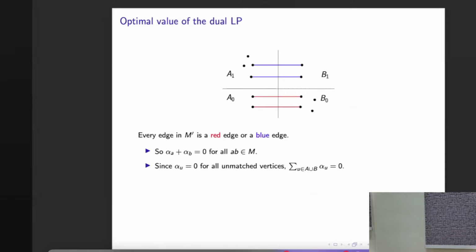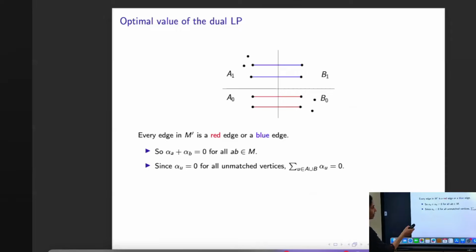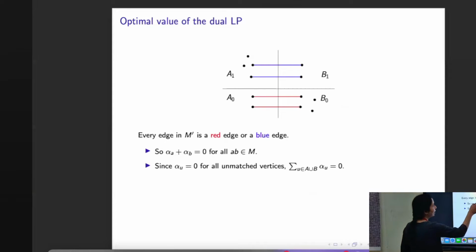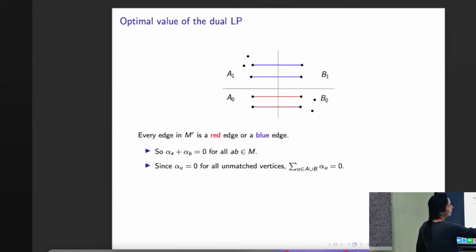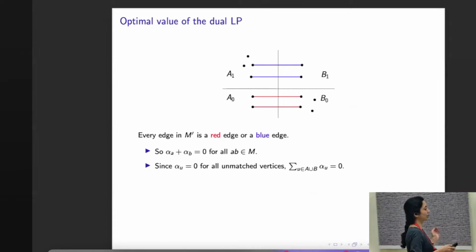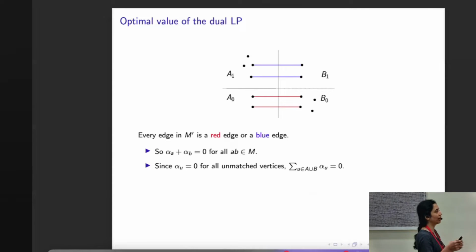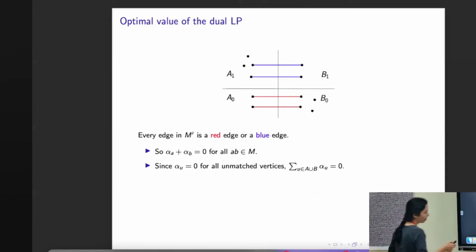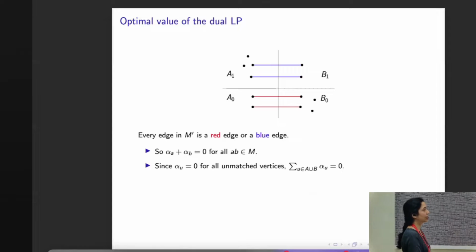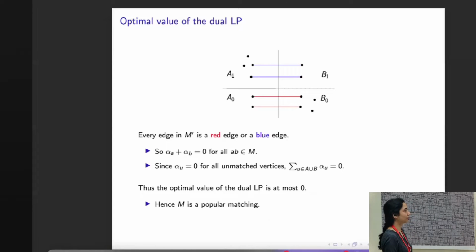So, let us just take that for granted for now, and let us prove the sum of alpha values is 0. That is actually easy to see. Every edge in M prime is either a red edge or a blue edge. So it is always the case that one endpoint has alpha value +1 and the other endpoint has alpha value -1. So, alpha A plus alpha B is always 0, and for unmatched vertices the alpha value is 0. So, the sum of all the alpha values is 0. So, M is a popular matching once we prove our lemma.